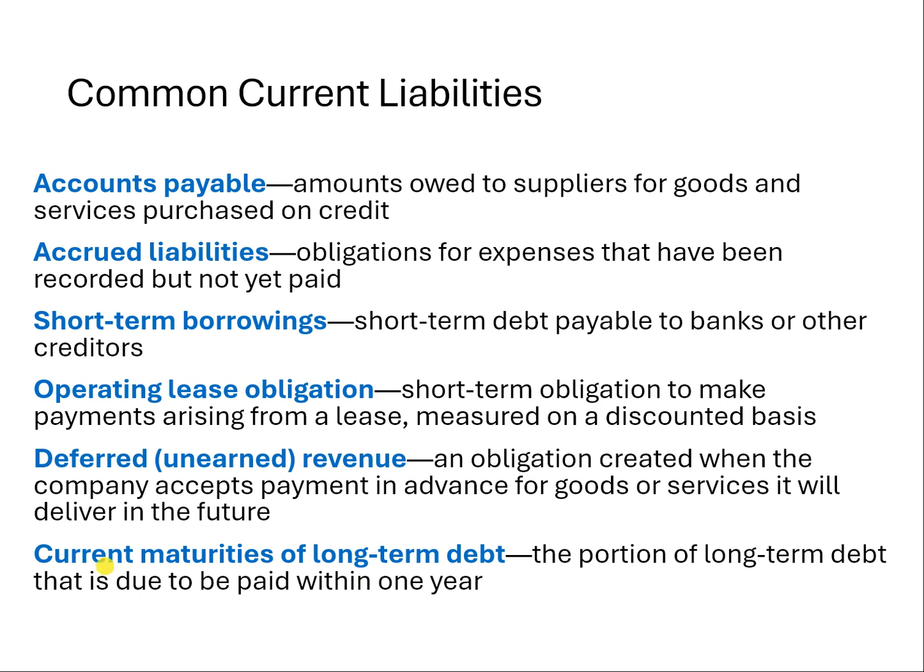And sometimes we can have the current maturity of long-term debt. That's current liabilities. For example, a mortgage payment is a long-term liability, a 15-year mortgage or 30-year mortgage, for sure that's long-term liabilities. However, the next month's mortgage payment, right, it's current. So the next month's mortgage payment will be current liabilities.